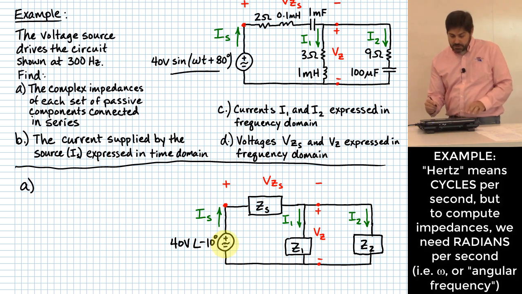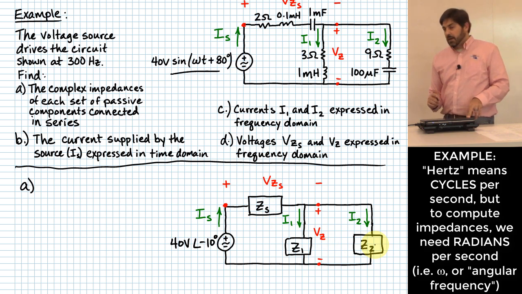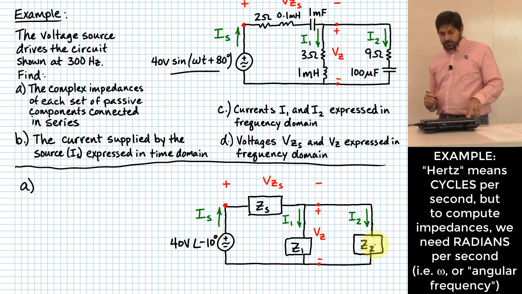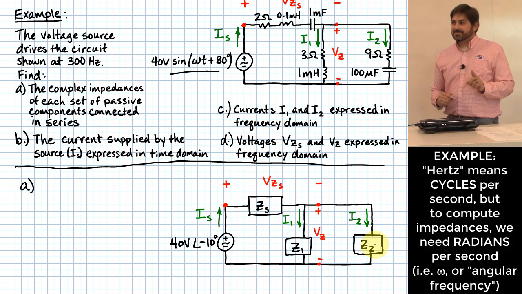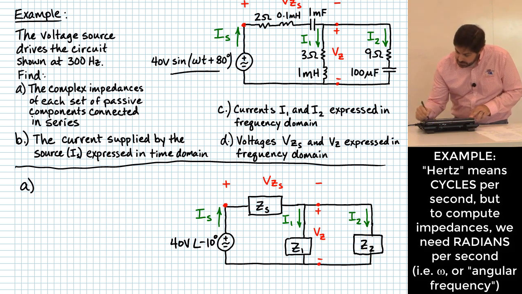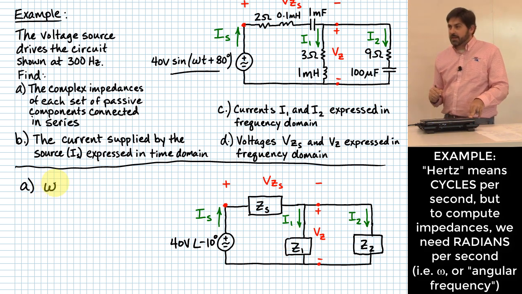Now what we need to do is go in and find what these complex impedance values are going to be. How should we start with that? Okay, so someone says maybe we should convert our 300 hertz first, and I think that's not a bad way to start, because one of the things we're going to need in order to find all of these complex impedances is an omega value, right? So what is omega going to be?